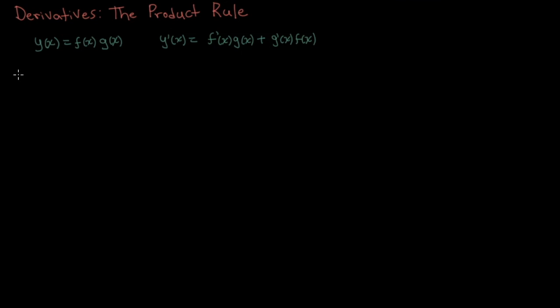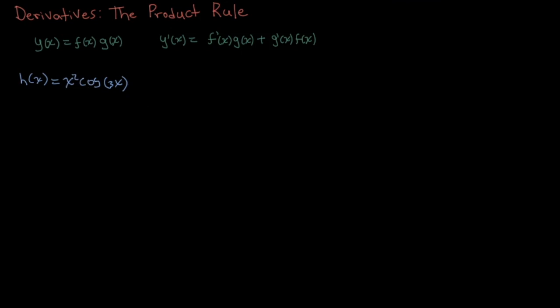So let's say we have a function h(x) is equal to x squared cos 3x. Alright, so how do we evaluate this derivative here?